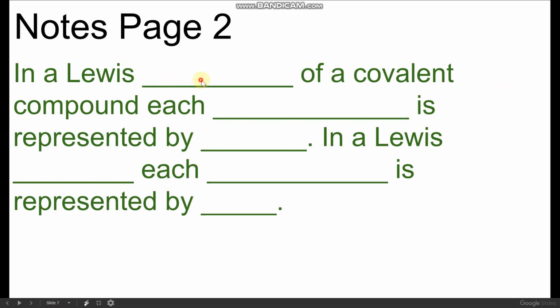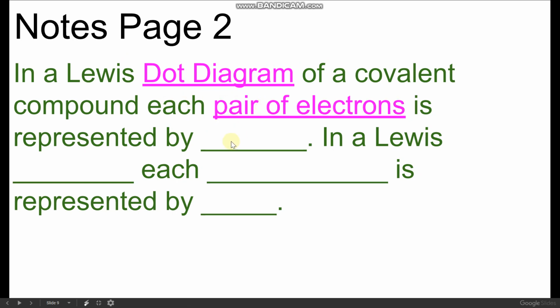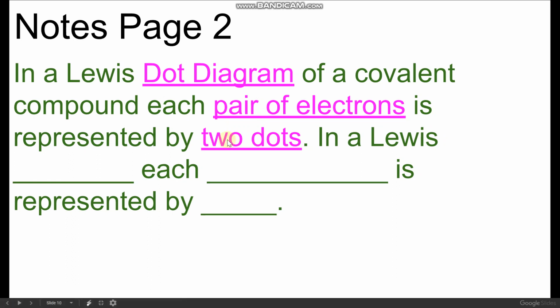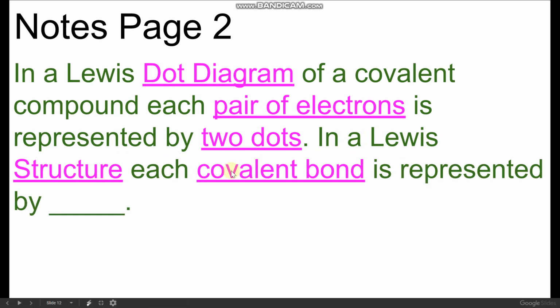Okay. So, in a Lewis dot diagram of a covalent compound, each pair of electrons is represented by 2 dots. Right? In a Lewis structure, each covalent bond is represented by a line. So in a Lewis dot diagram, we're representing a pair of electrons with 2 dots. In a Lewis structure, we're representing that covalent bond with a line.